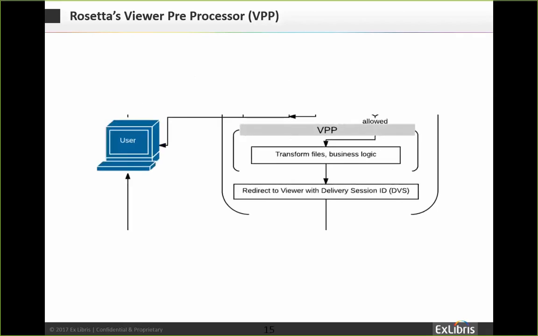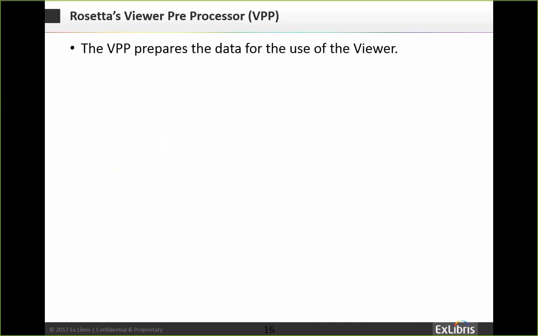So we saw this before: right after we check the rules, we check the access rights, we know which viewer we want to use. Every viewer could have, doesn't have to have, could have a VPP affiliated with it. And then at this stage of the delivery, we will process the VPP. The VPP prepares the data for the use of the viewer, as it's called preprocessor. So this is its job, to prepare any kind of data for the viewer.